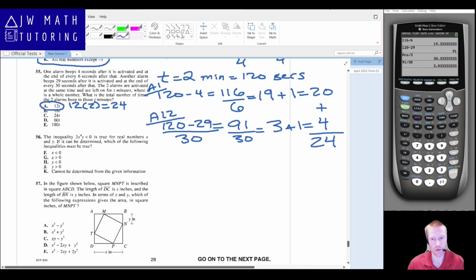Again, the strategy I used was picking numbers: pick a number of minutes, find out how many total beeps there would be over the number of minutes I chose, and then plug that value into the answer choices to see which one gives me the same value that I calculated.